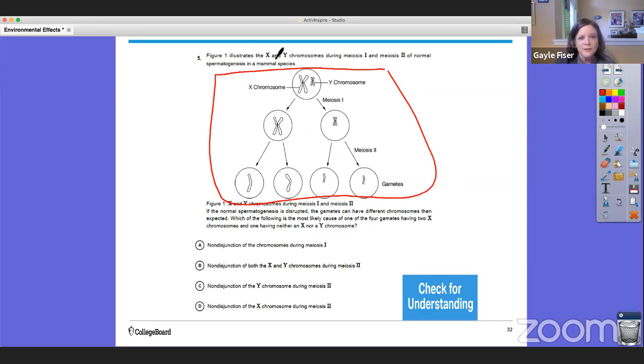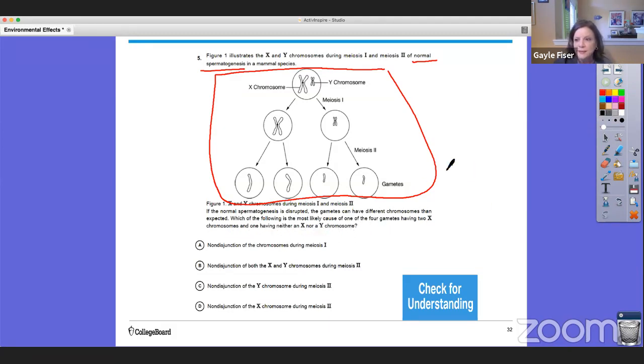Figure 1 illustrates the X and Y chromosomes during meiosis 1 and meiosis 2 of normal spermatogenesis. That's what I didn't read. I didn't read this first part. I just jumped in here, and then I spent 5 minutes trying to figure out what was wrong with this picture. Anyway, if normal spermatogenesis is disrupted, the gametes can have different chromosomes than expected. Which of the following is the most likely cause of one of the 4 gametes having 2 X chromosomes and one having neither an X nor a Y?